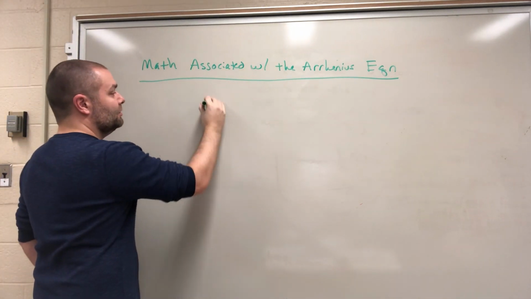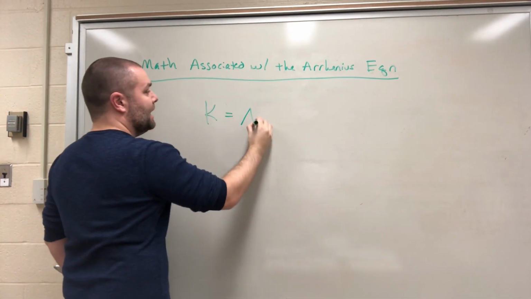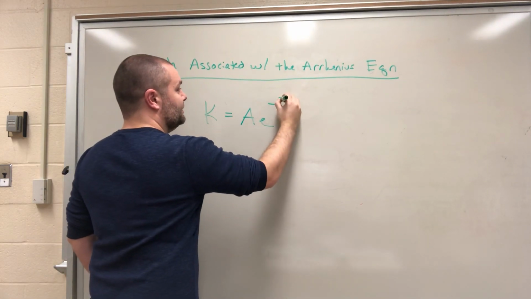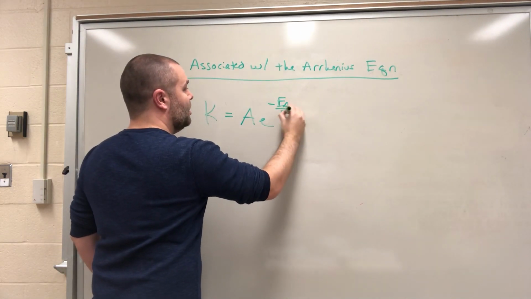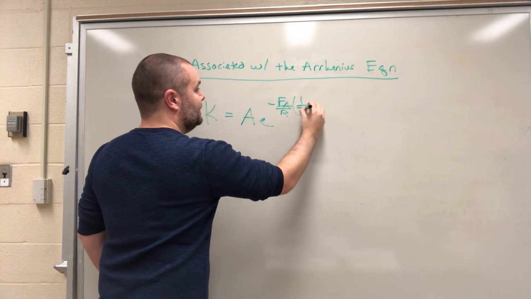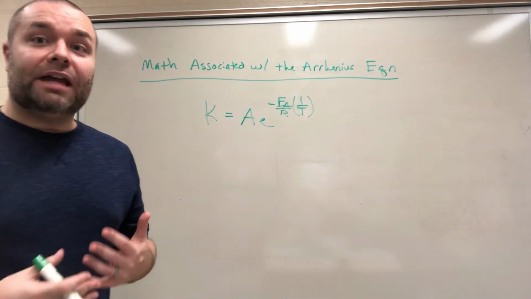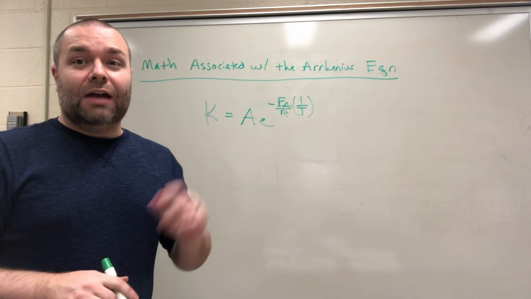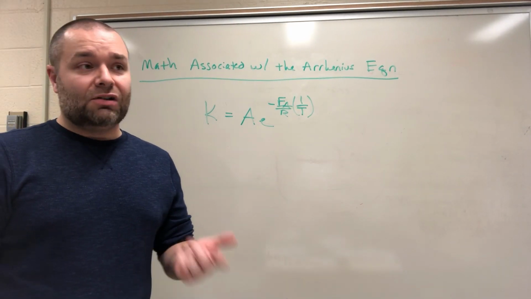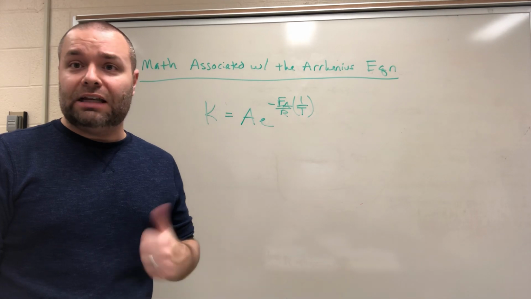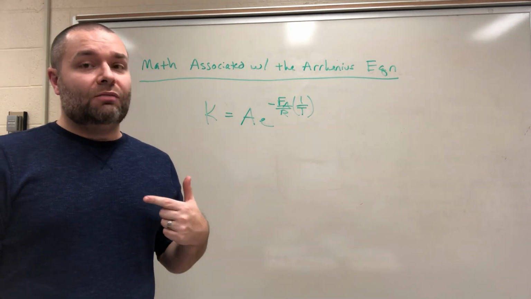The Arrhenius equation looks like the rate constant is equal to A, e to the minus E sub A over R, and then 1 over T is also up here. We know that this is an exponential form, okay? And we've seen exponential forms before. We saw them with first order kinetics in the integrated rate law. We saw them with vapor pressure.